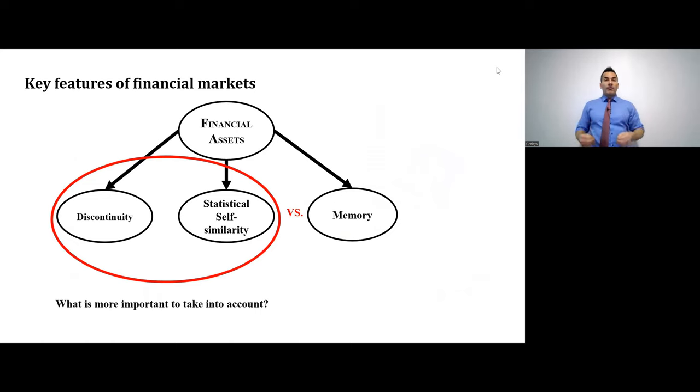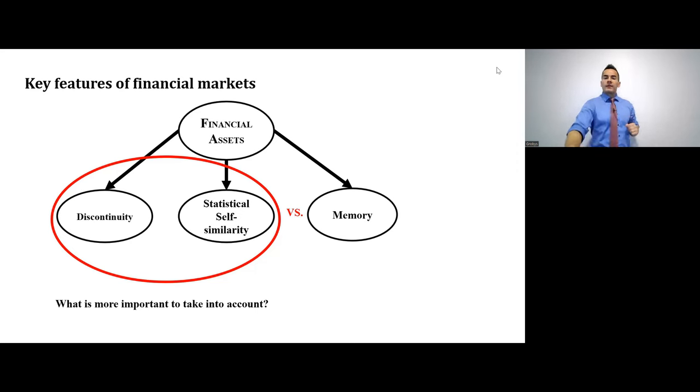So we talked about key features of financial markets. We have seen discontinuity, self-similarity, and memory. We talked here about discontinuity and self-similarity. Now we know how to incorporate discontinuity in the data series. We have seen a simple simulation experiment of how to do that. And now you may wonder, what is more important to take into account? How to incorporate self-similarity and memory we will talk about in later lectures. As of now, we mainly dealt with discontinuity.